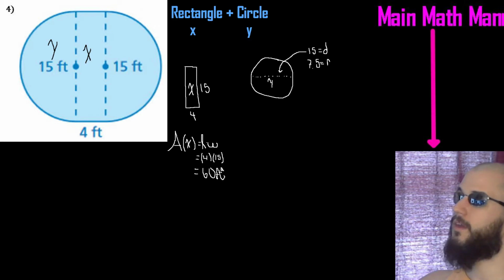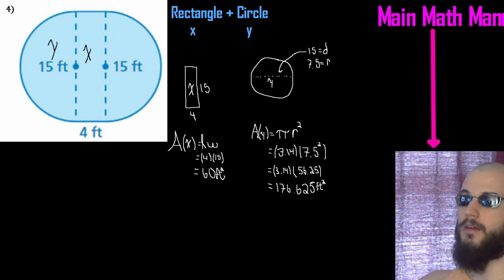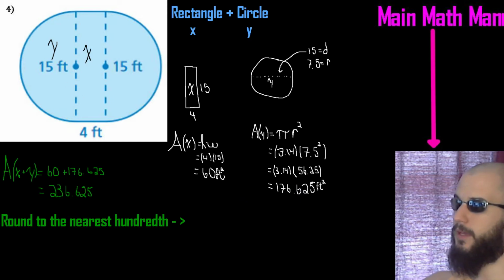Lastly, we have the area of our circle Y. Again, using that radius, we have pi times the radius squared. Plugging in those values carefully, we have 3.14 times 56.25. Again, it's kind of a crazy-looking number, but that's totally fine. We wait to the very end to round. So we add those 2 together, and you want to round to the nearest hundredth.